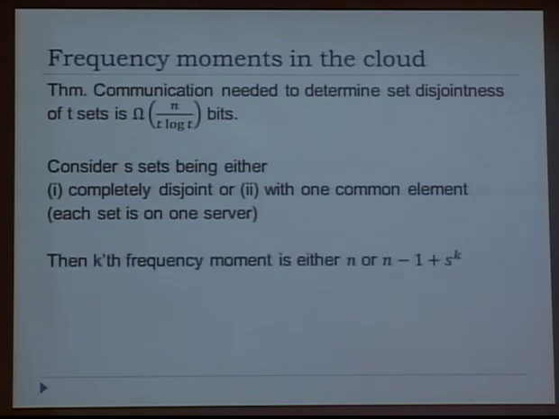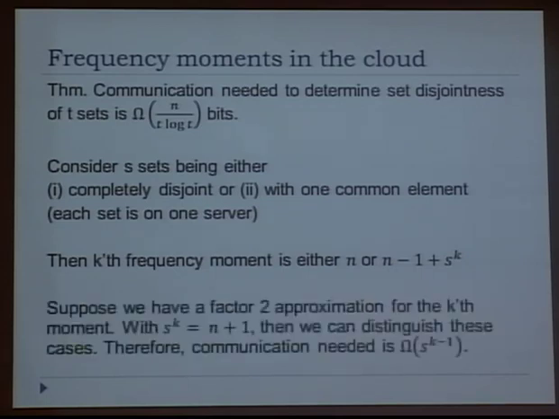The way we'll do it is we'll compute the kth frequency moment and see if it's small or large. If they had nothing in common, the frequency moment would be the sum of 1 to the k, which is n. If they had one element in common, it would be n minus 1 plus that one element, which has frequency s, so it's s to the k. So there's a big ratio between n and n minus 1 plus s to the k. Suppose we have a factor 2 approximation for the kth frequency moment; then we can set s to the k to be, say, n plus 1, and you're able to distinguish between these two cases. You can solve the problem of set disjointness.